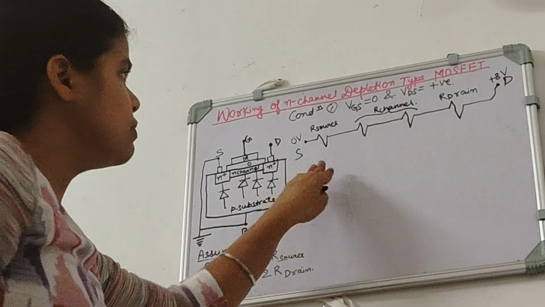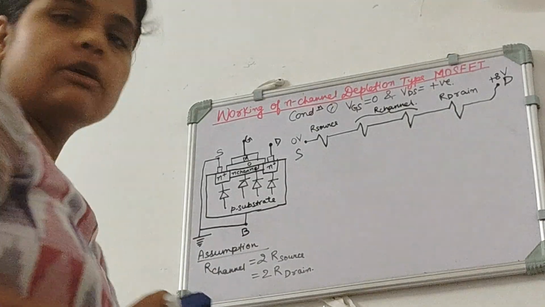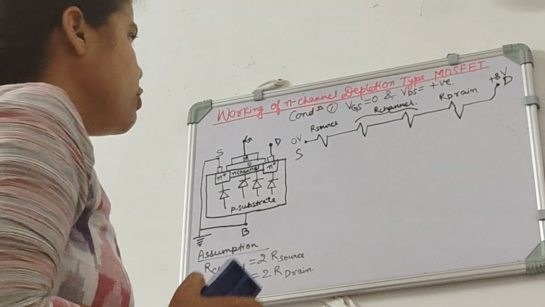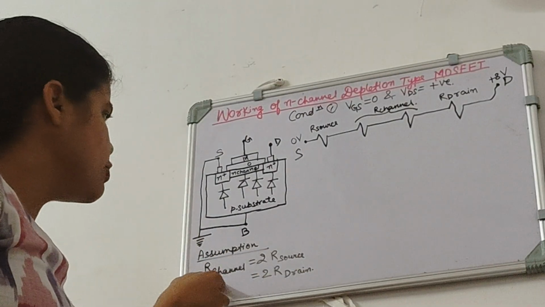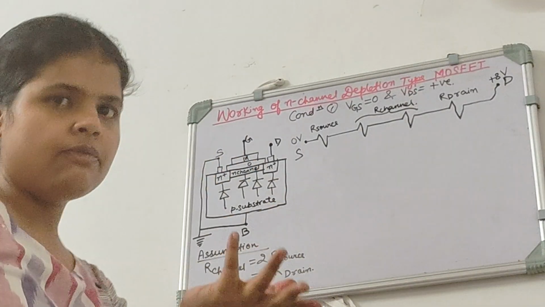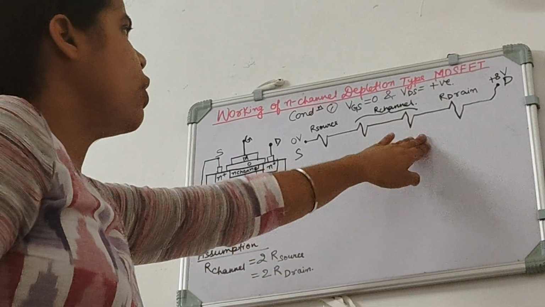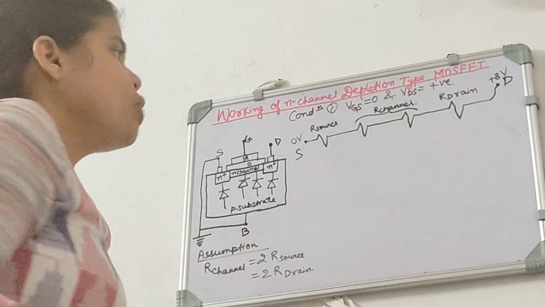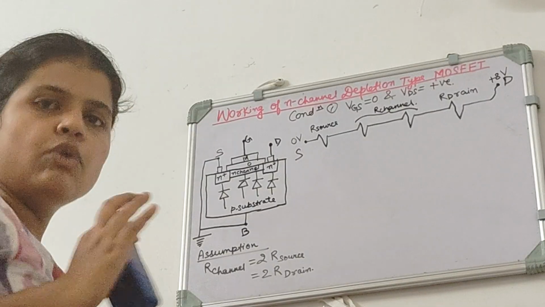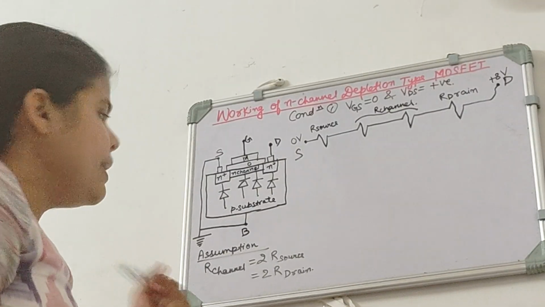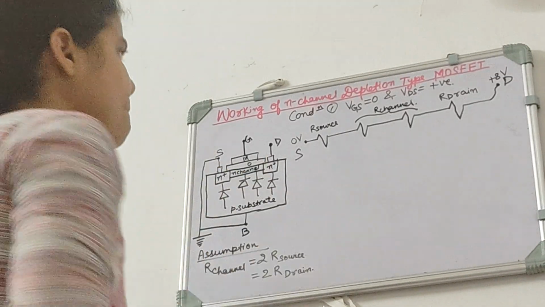Now these 4 resistances are in series, and in series we have equal current, the same current through all the resistances. So we are assuming here our channel to be twice of our source and twice of our drain, and we know that all will be having the same current. So our voltage will also be something like this, like voltage of channel will be twice of voltage of source and twice of voltage of drain.